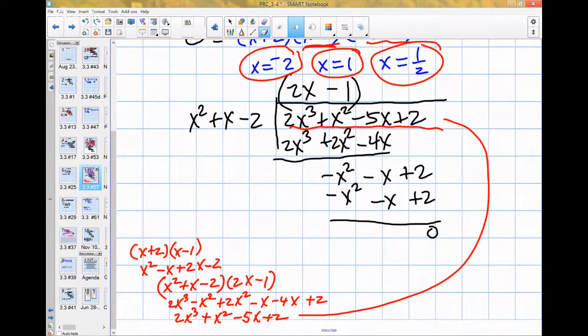We got them all. So when they said find the remaining factors, in this one, there are no remaining factors. We already have all 3 of them because when you multiply them out, they equal what we began with. So in this case, there were no remaining factors.